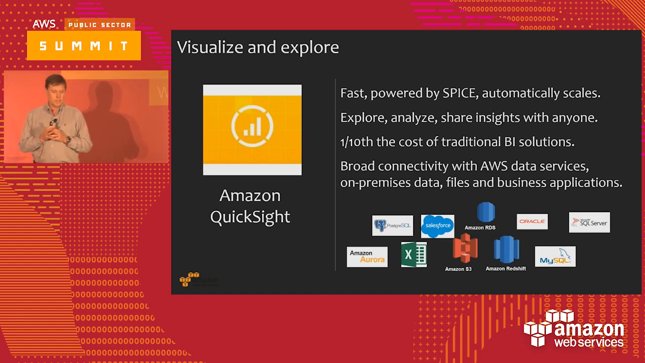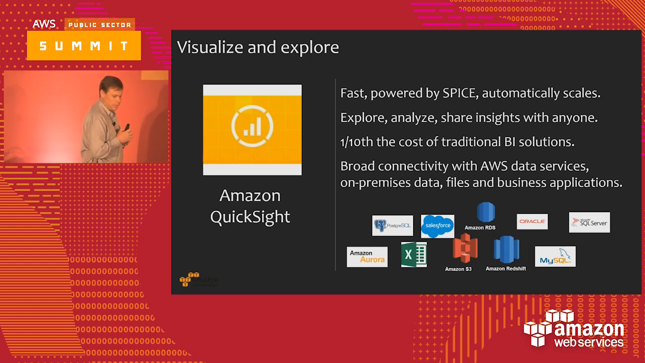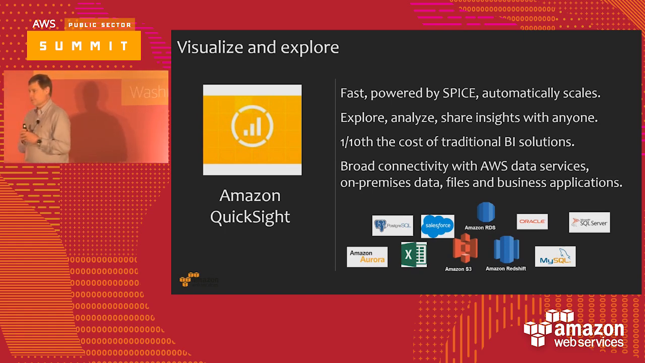You can use QuickSight to set up queries and share those stories that you set up in QuickSight with other people, so you can set up an analysis and then share that with other people in your organization. It's about 1/10 the cost of traditional BI solutions, and it integrates with many other AWS services listed here.